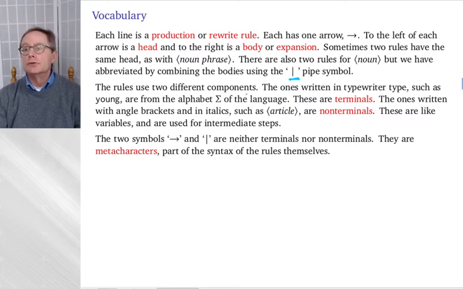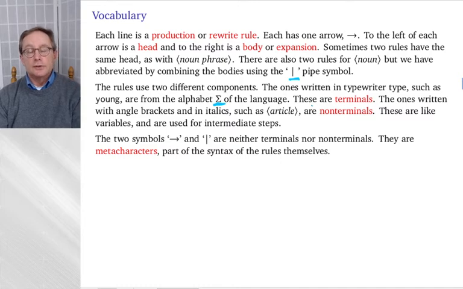Now the rules use two different components. We have sentence, and it's written in italic type and put inside diamond brackets. But we also have some words that are just written in typewriter type, like man and ball and young. So the ones in typewriter type are from the alphabet that I talked about in the previous slide. You might think of the alphabet for English as being a dictionary. Those are called terminals because that's when it all stops. You stop expanding things when you get to the terminals.